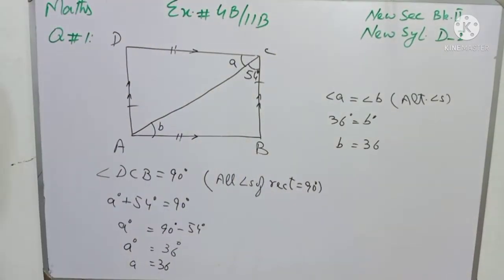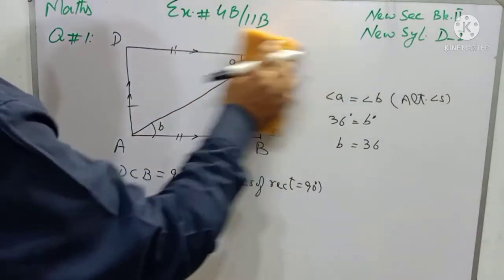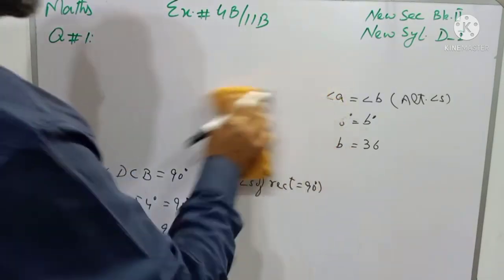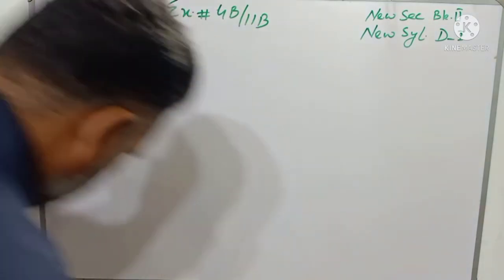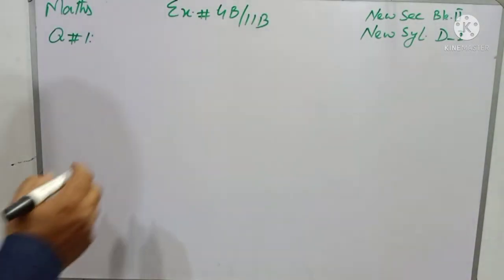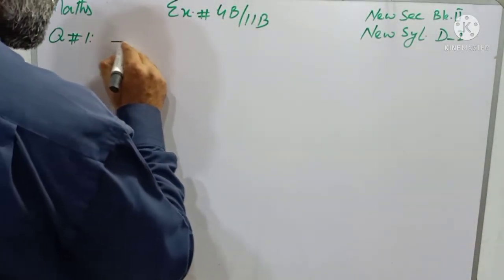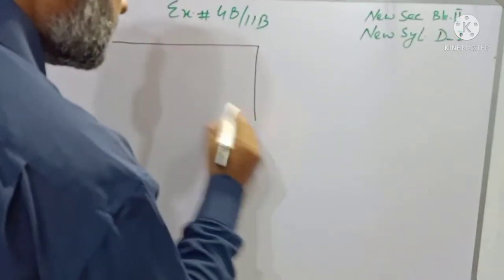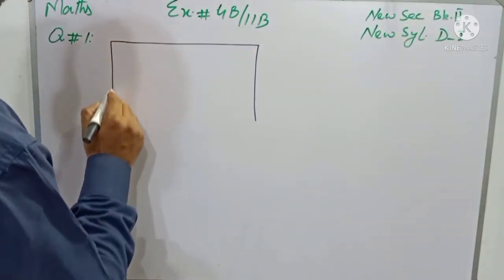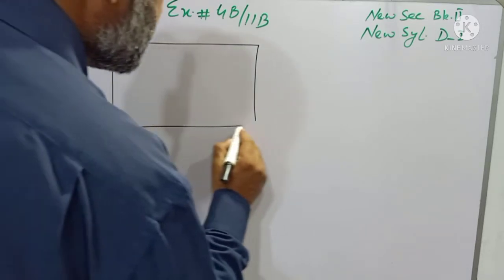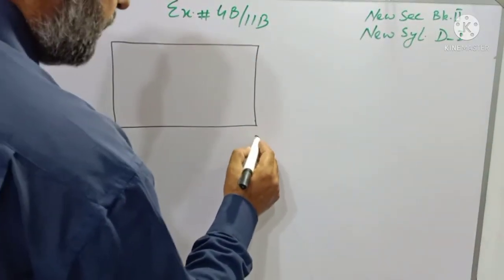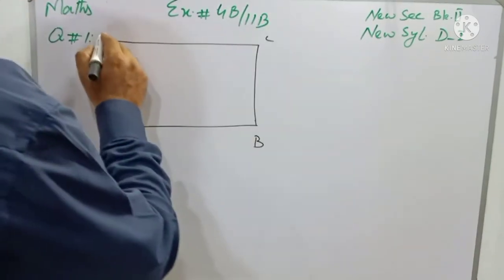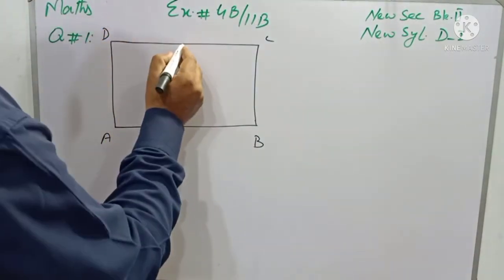of question number 1, and now I am going to solve the B part of the same question. The B part of the same question is, again, a rectangle ABCD, and students, I have earlier told you what a rectangle is. A rectangle is a quadrilateral in which opposite sides are congruent as well as parallel.